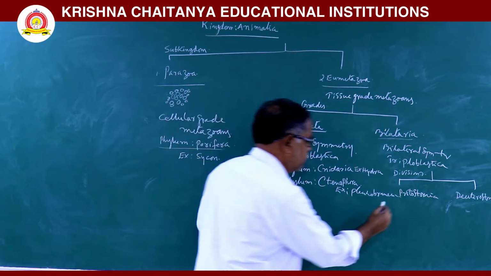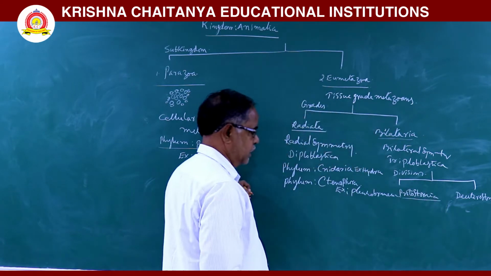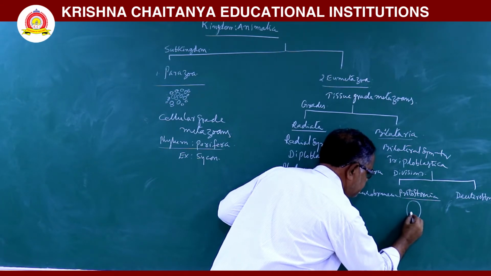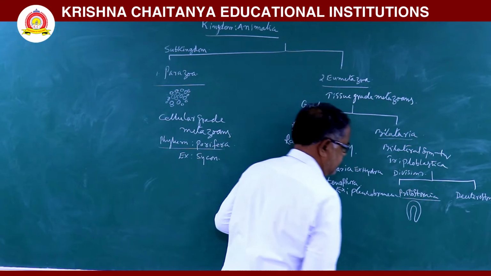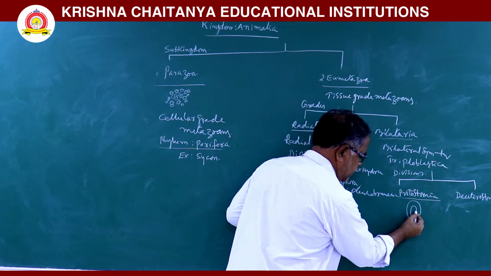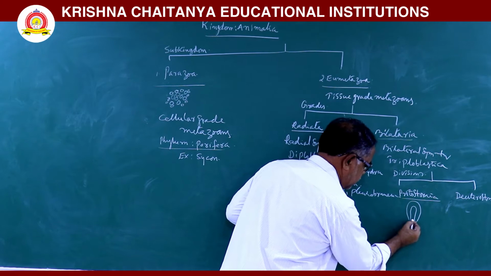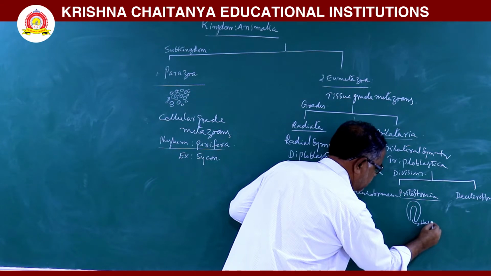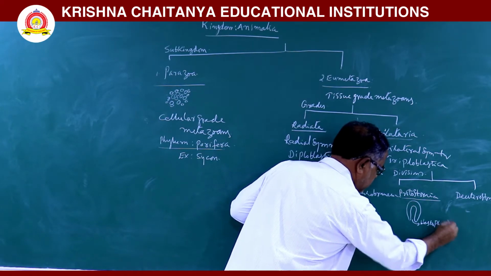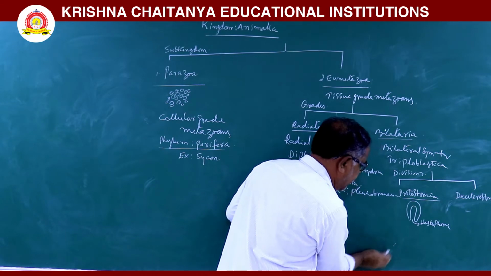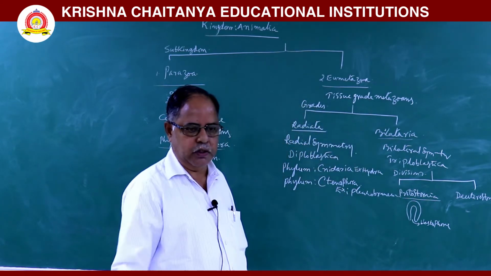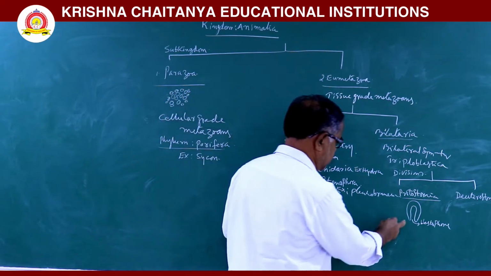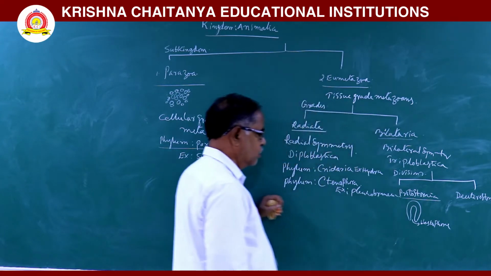Next, first Protostomia. This is a gastrula stage. This is ectoderm, this is endoderm. This is archenteron. This archenteron opens out through a pore. That pore is called the blastopore. This blastopore is modified as a mouth. So these animals are included under division Protostomia.